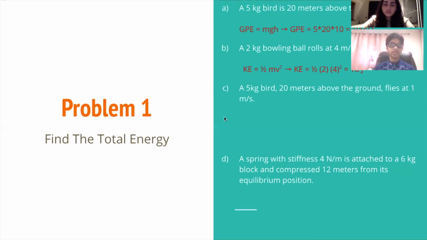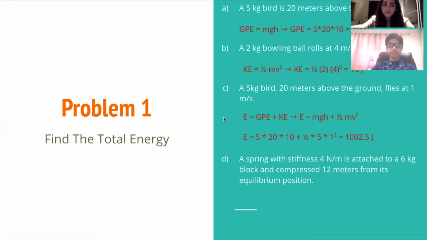And hopefully you found that this bird actually has both gravitational potential energy and kinetic energy. It has kinetic energy now because it's flying at 1 meter per second, so it's moving. And its gravitational potential energy, which we found earlier, was 1,000 joules. Its kinetic energy is simply 1/2 mv squared, where m is 5 kilograms and v is 1 meters per second. And so we have a total of 1,002.5 joules.